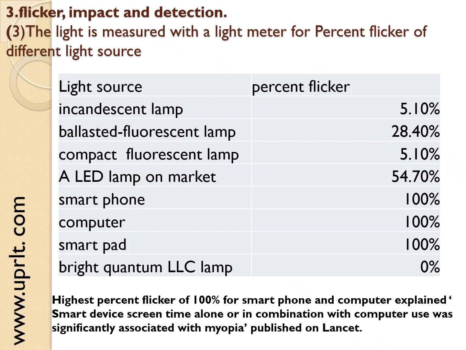www.uprlt.com. The light is measured with a light meter for percent flicker of different light sources. From the table, we can see the minimum percent flicker, 0%, comes from Bright Quantum LLC, and the highest percent flicker, 100%, is smartphone, computer, smart pad. So highest percent flicker of 100% explained smart device screen time alone or in combination with computer use was significantly associated with myopia, published in The Lancet.